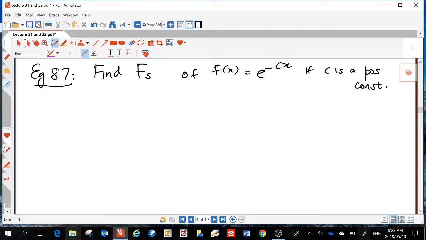So let's just crank it out with the formula. Solution. The formula for the Fourier sine transform is 2 over pi, integral of f of x, e to the minus cx, sine kx dx, from 0 to infinity.